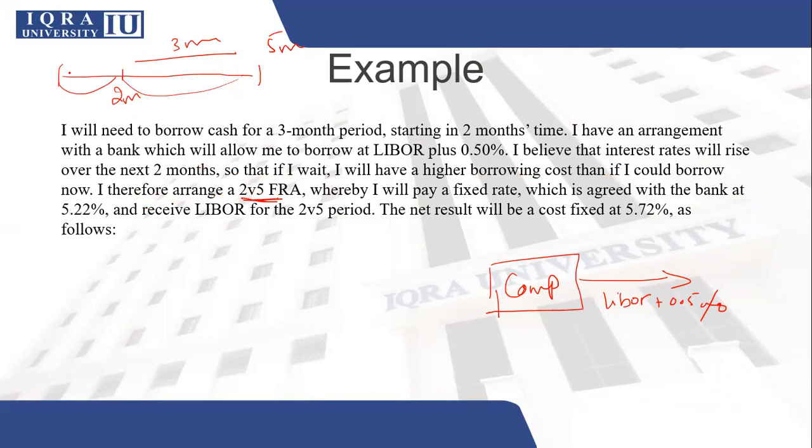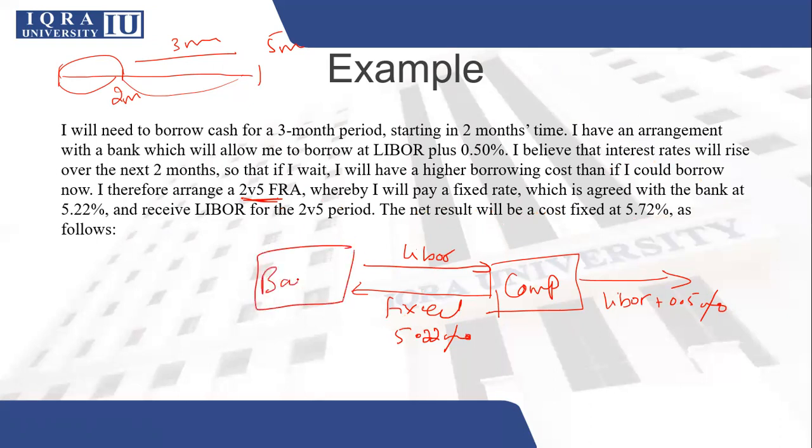2v5 simply means that after 2 months and for the next 3 months. So a 2v5 FRA, whereby I will pay a fixed rate and receive LIBOR. The fixed rate is agreed with the bank at 5.22%, so I pay 5.22% and receive LIBOR, for a net result of a cost of 5.72%. So over here we have the bank. Now we need to see whether the net result is actually 5.72% or not.